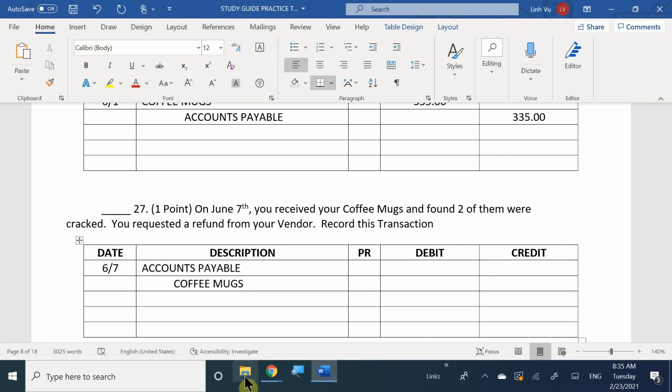So from here, this is a continuation. How much is each of my coffee mugs? $2.35. So if I found 2 of them that are cracked and I requested a refund on that, how much am I actually getting back? $4.70. All right. And your inventory is already updated.